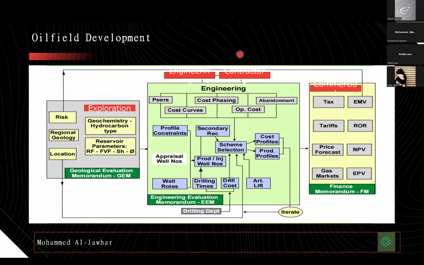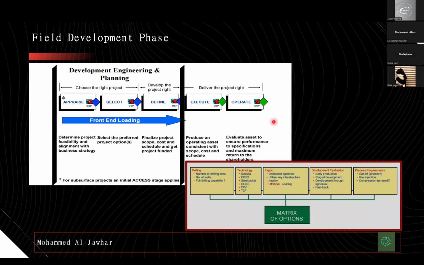So in terms of field development, there are a couple of stages you have to follow. They should be followed. Otherwise, you can mix them up and not get what you intended and expected in terms of commercial benefit from this oil field. So back again to the field development phases. We have three phases that have to be followed strictly: appraise, select and define.